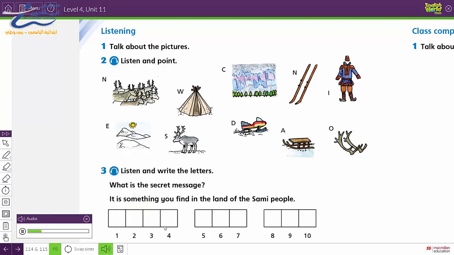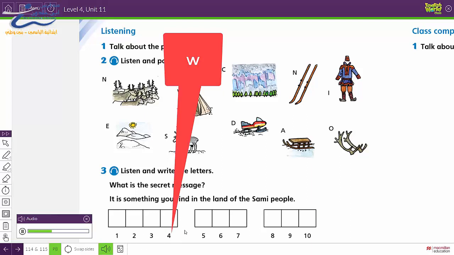Number 3. These are antlers. They grow on a reindeer's head. They become very big and have many branches. Number 4. When the Sami are traveling from place to place with their reindeer herds, they live in tents like this one.